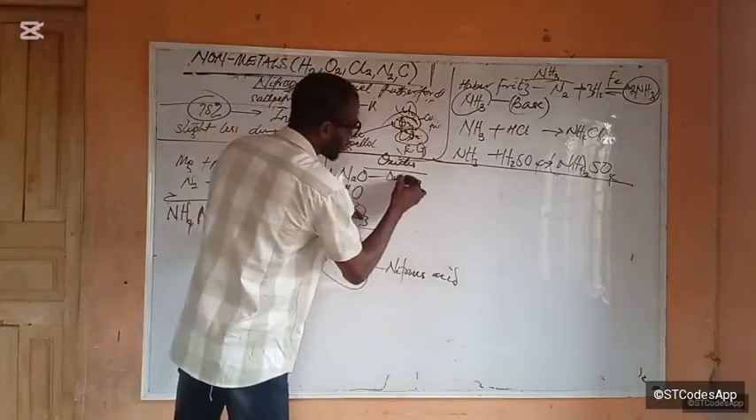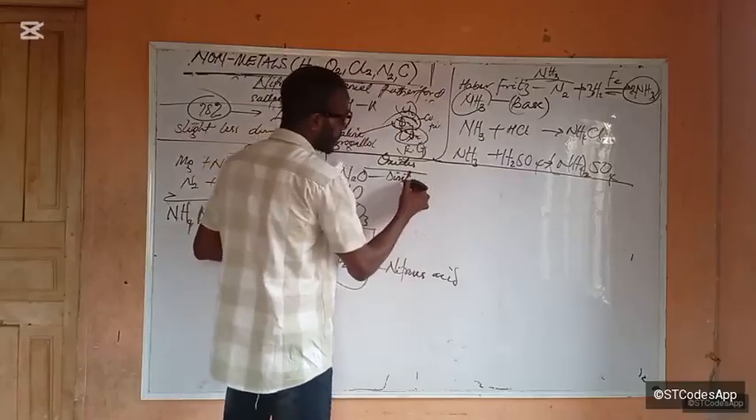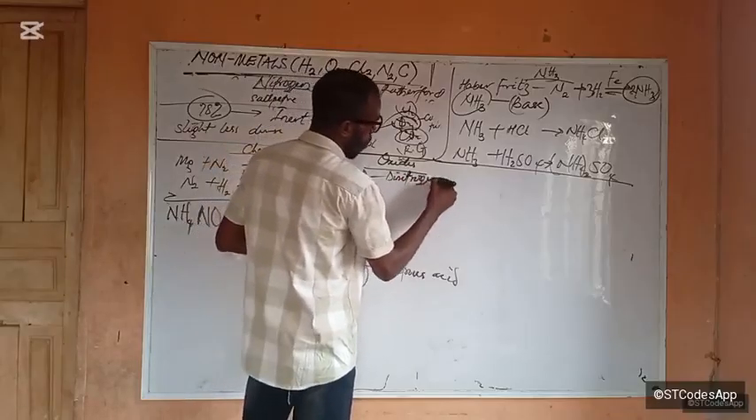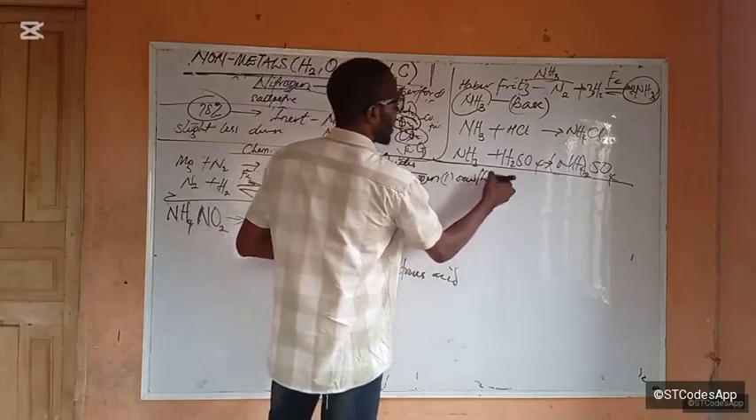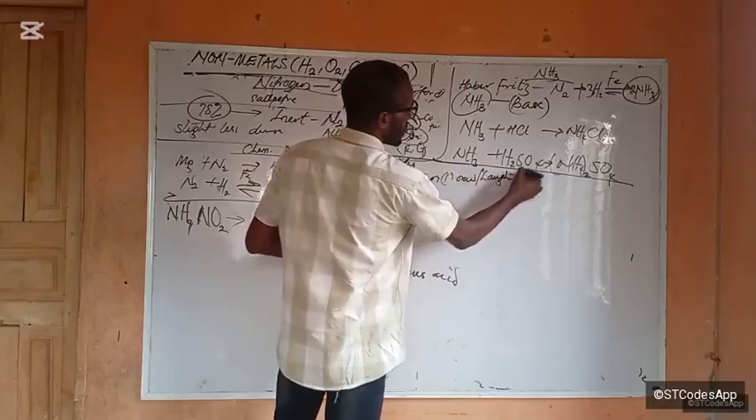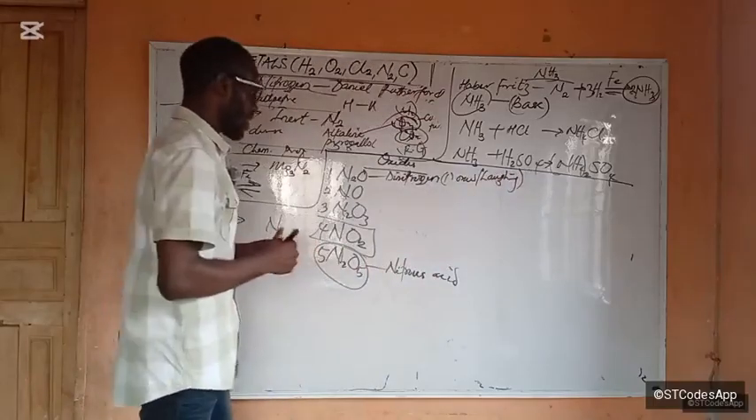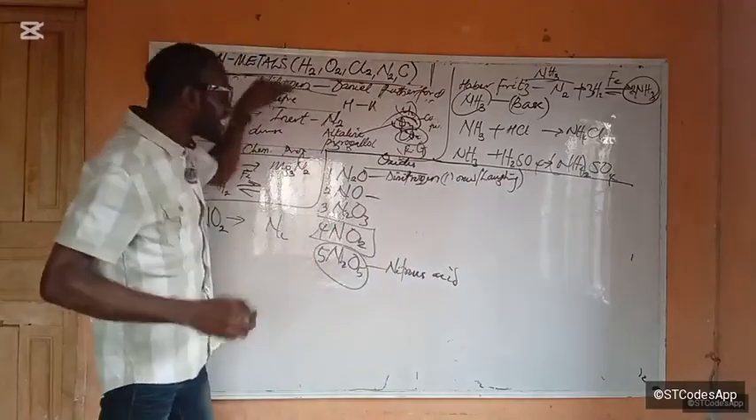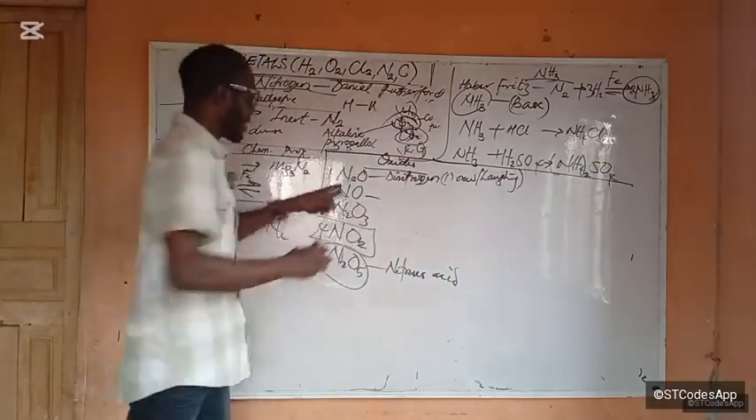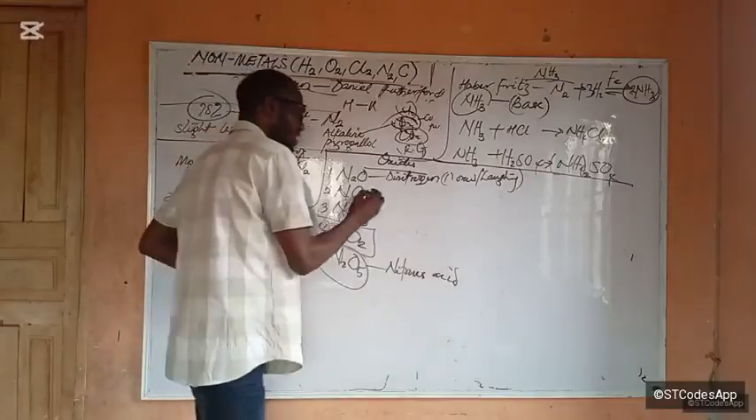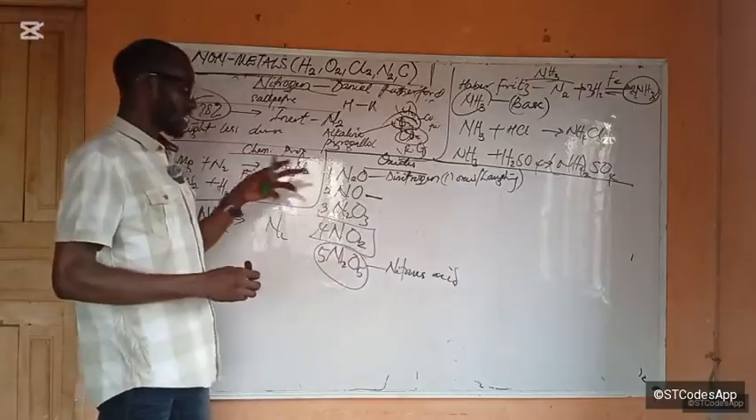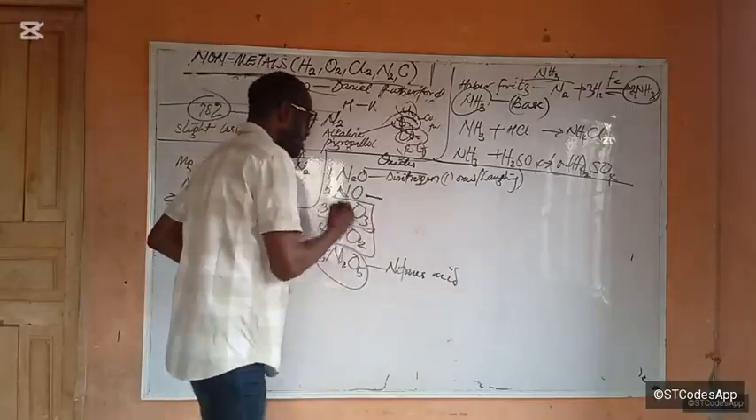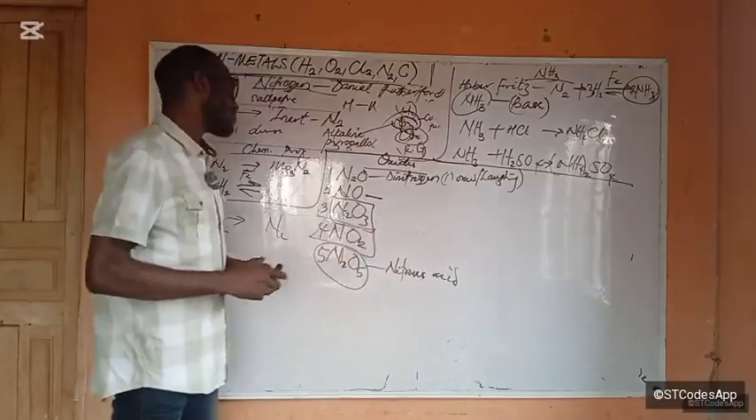Now let's quickly talk about this. This is called dinitrogen 1 oxide, dinitrogen oxide, or nitrogen 1 oxide. It is called laughing gas. When inhaled, it induces a laughing sensation. It is a neutral oxide. This one is also a neutral oxide, nitrogen 2 oxide.